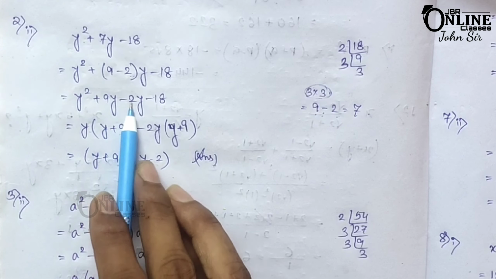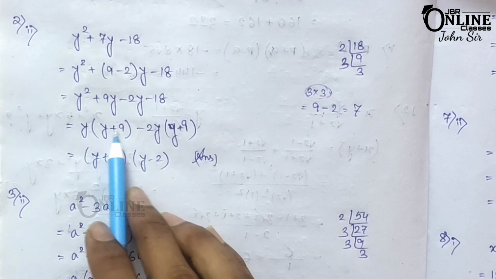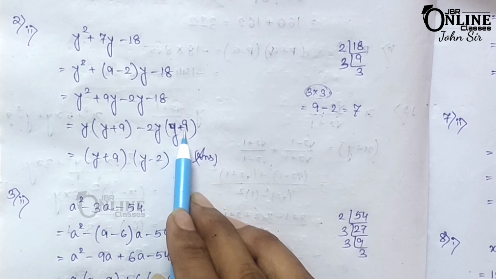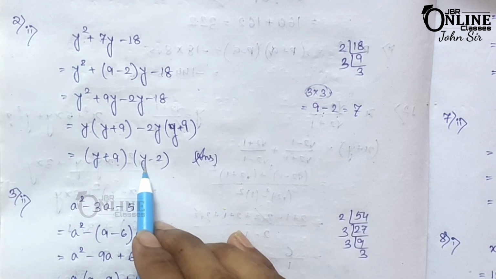So y square plus 9y minus 2y minus 18. From the first two terms the common term will be y, so it becomes y plus 9. From the next two terms the common term is minus 2, and it also becomes y plus 9. So the answer will be y plus 9, then y minus 2.